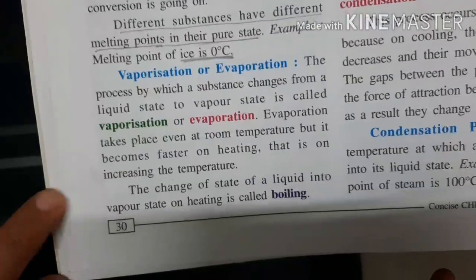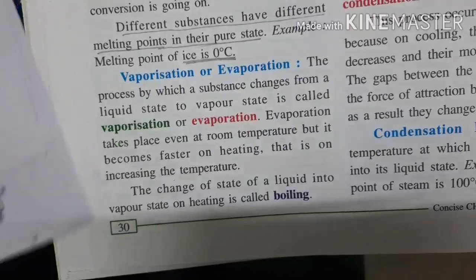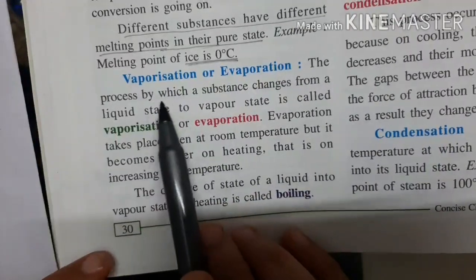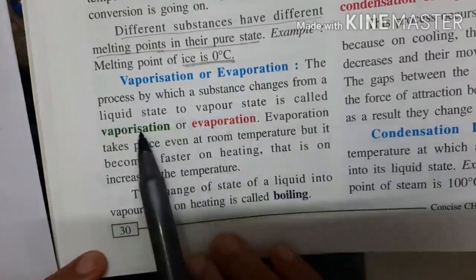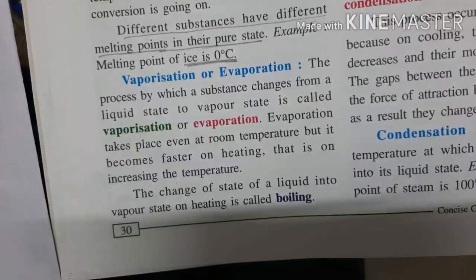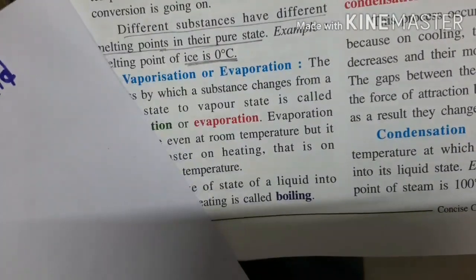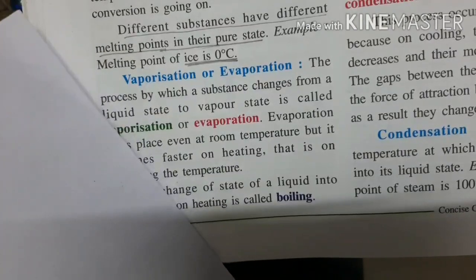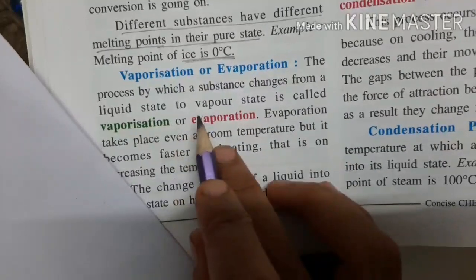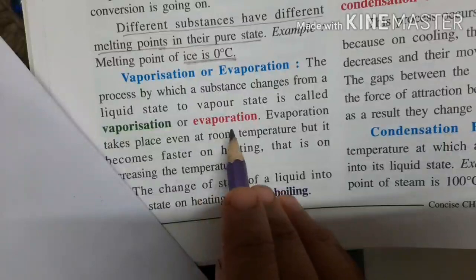Now the next term is vaporization. Let's learn what vaporization is. The process by which a substance changes from the liquid state to the vapor state is called vaporization. When solids change into liquid, they melt, so we say melting, melting point. Now the process where the liquid state changes to the vapor state is called vaporization.